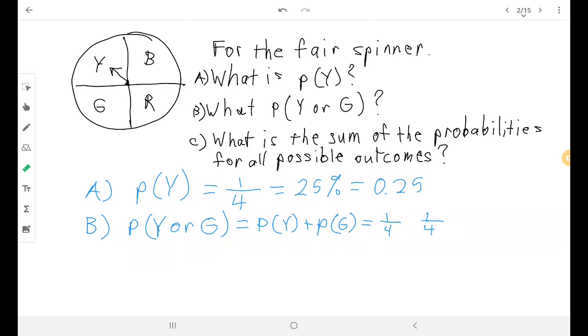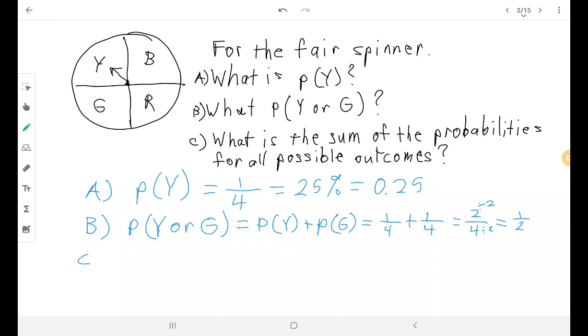That's not a very good plus. Let me make that a little more obviously a plus. There we go. So 1/4 plus 1/4 is 2/4. You just add the ones. And then 2/4 can reduce by 2. I can divide each part of those by 2 to get 1/2, or 50%, or 0.5. So the probability of this is 1 out of 2, or 50%.